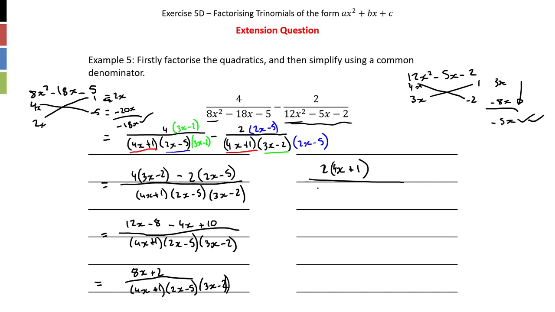So we get 4x plus 1 over 4x plus 1, 2x minus 5, 3x minus 2. And we can cancel. We get 2 all over 2x minus 5, 3x minus 2. And at that stage, yes, that's as far as we can go.